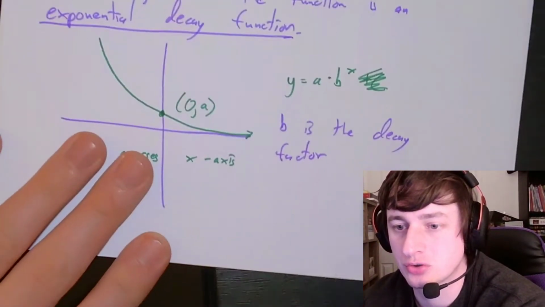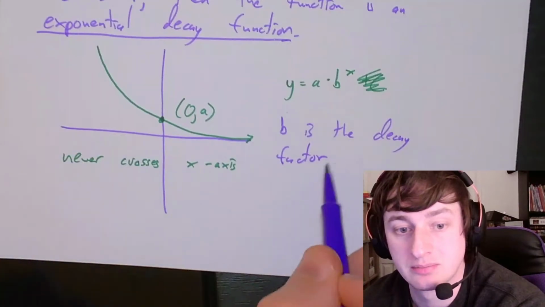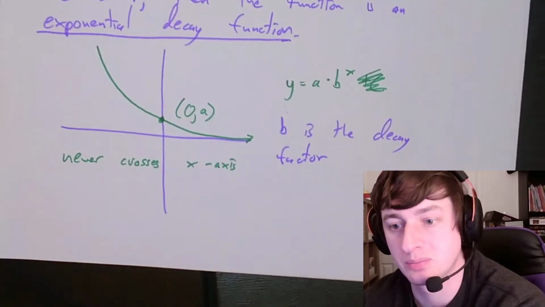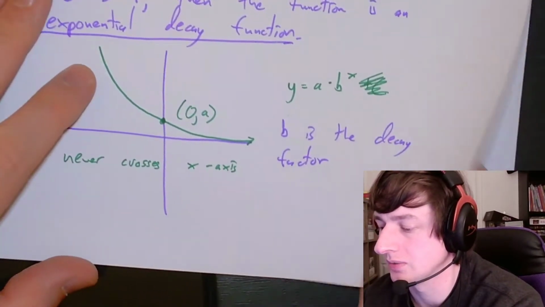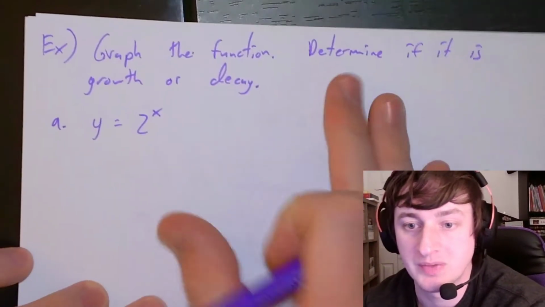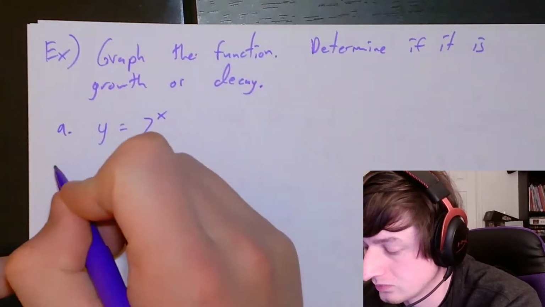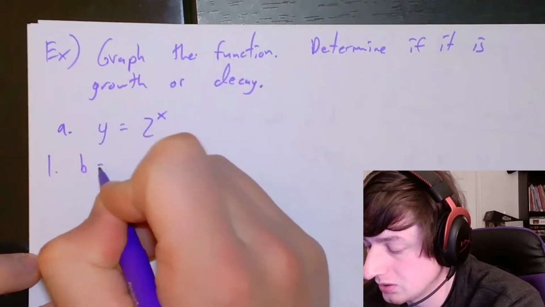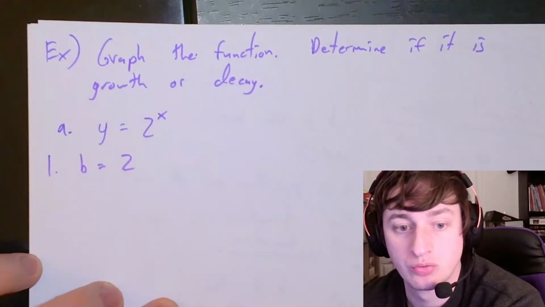This is how much it's growing or decaying by when we multiply over and over and over. Okay. It's also the base. Just like any exponent, it's the base of the exponent. It's the base of the exponential function. So the base here for our example is 2. So identify the base is the first step. B equals 2. That's what we're multiplying over and over and over.